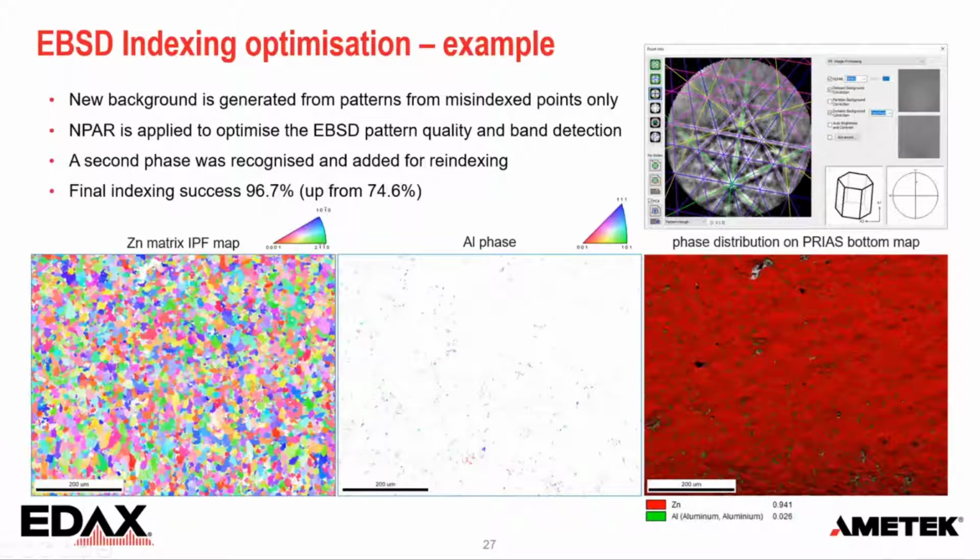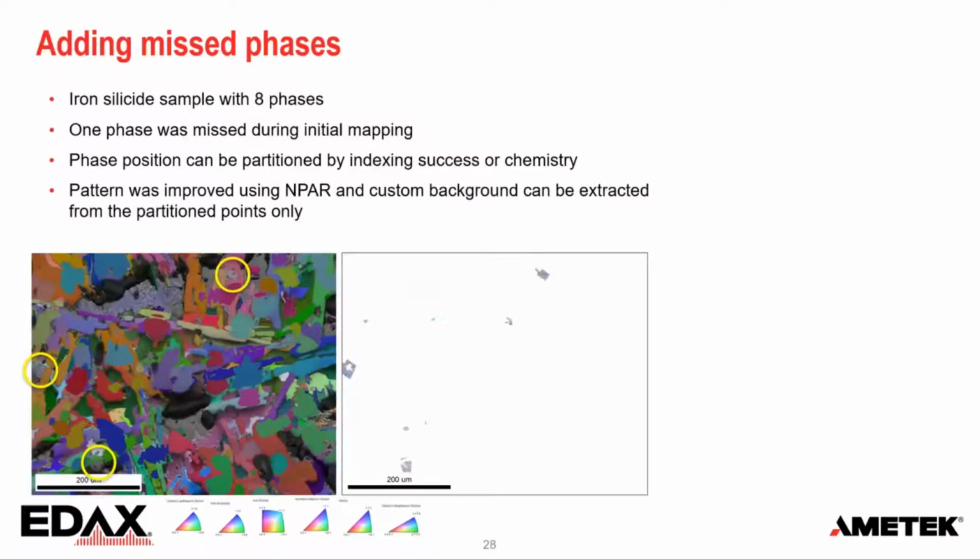And I also identified a second phase in here, actually, that is indicated in the middle map. So this way, you just keep the good points that we measured directly. Afterwards, we can tweak and then really optimize the band detection and the pattern appearance, and then really maximize the indexing result for your analysis.